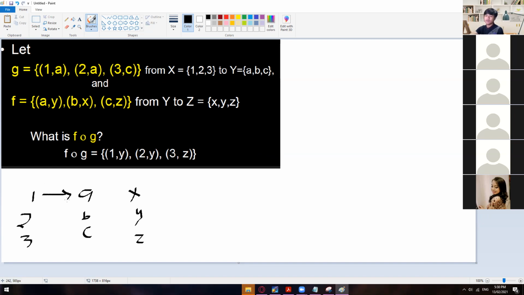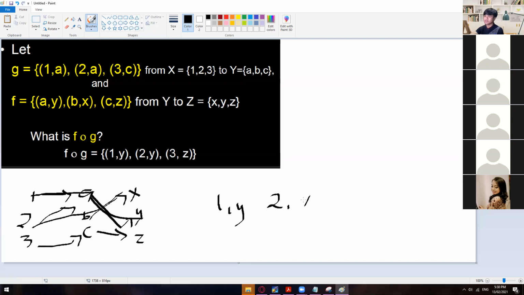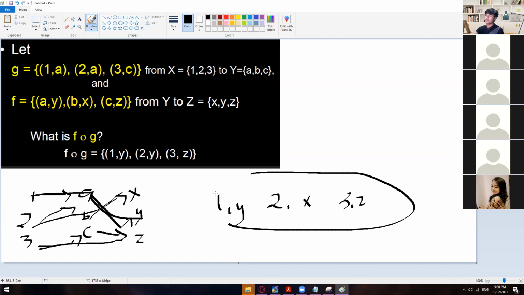So we have 1 going to A, 2 going to A, 3 going to C. And then we have A going to Y, sorry for that, B going to X, and then C going to Z. So as you guys can see, if you're going to simplify this one, we have 1y. And then we have 2x. Then we have 3z. So that's how we got those answers. Oops, sorry. This one is 2y. This one is going here, not there.